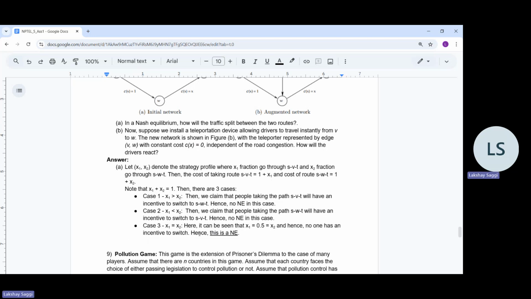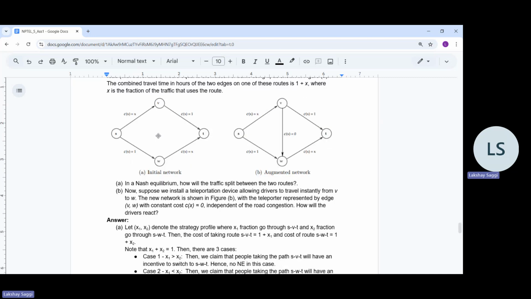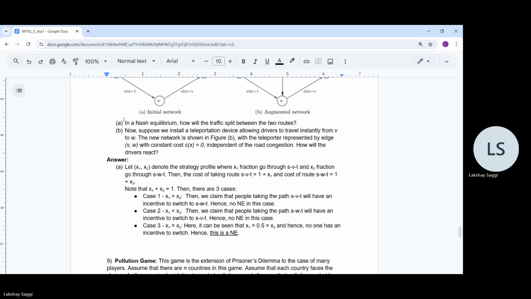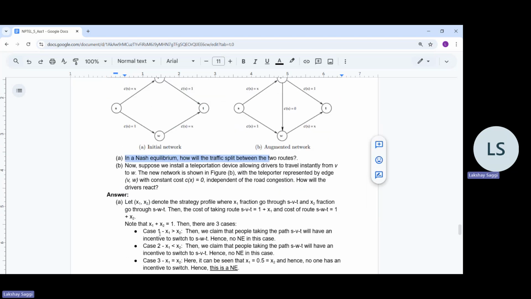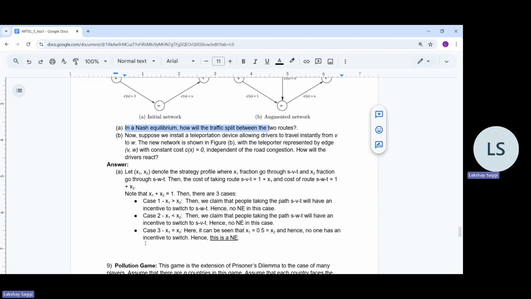So although we know that there can be multiple Nash equilibria in many games, like we saw previously in payoff matrices, in this specific problem, in this part A, we only have one Nash equilibrium, because x1 greater than x2 and x1 less than x2 are not possible, and only x1 equal to x2 is possible.